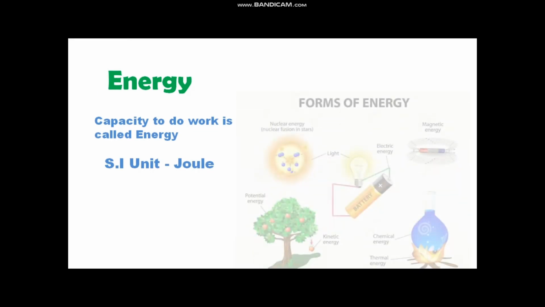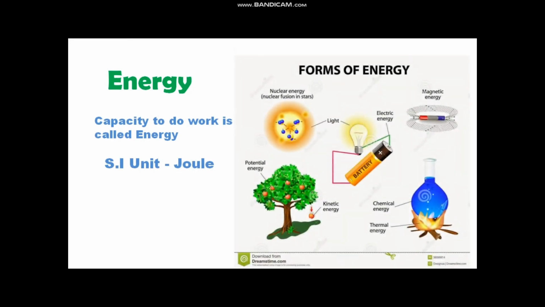Energy. The capacity to do work is called energy. The SI unit of energy is joule. There are different forms of energy available, like nuclear energy, magnetic energy, potential energy, and chemical energy. Energy is the central concept in science. It is given by measuring through calculations. All forms of energy are either kinetic energy or potential energy. So let's elaborate how these forms of energy react.